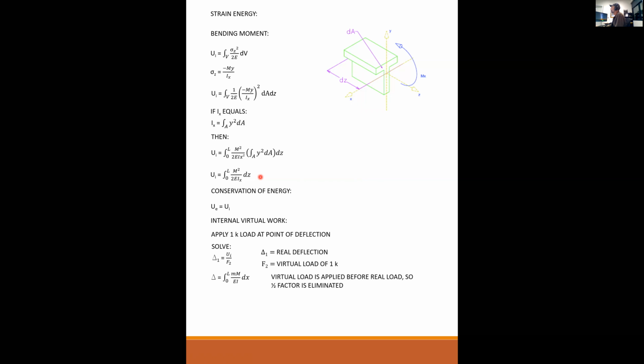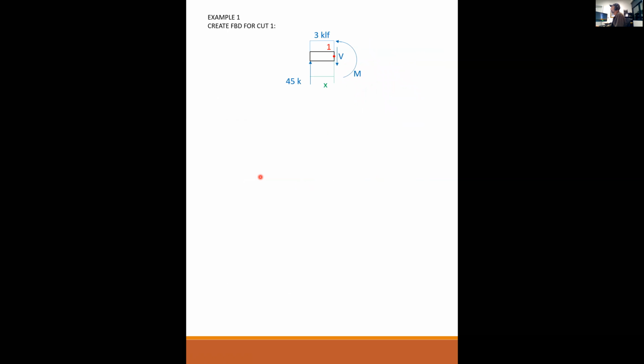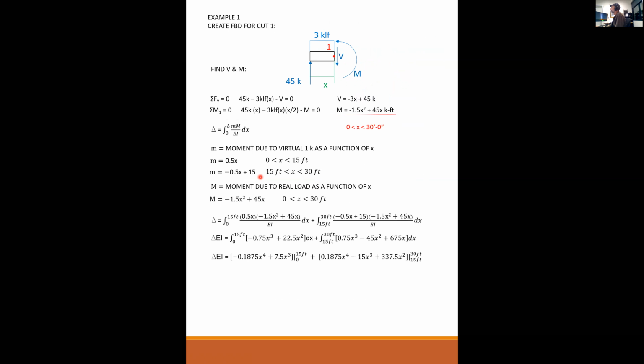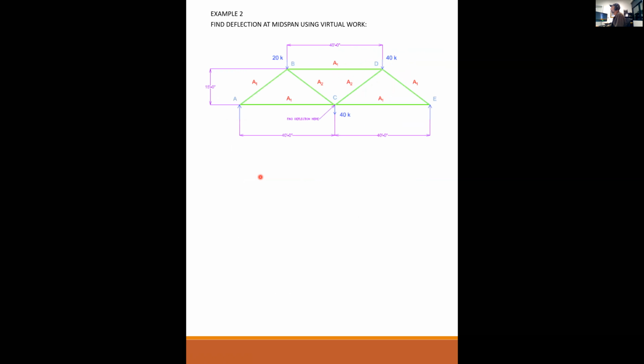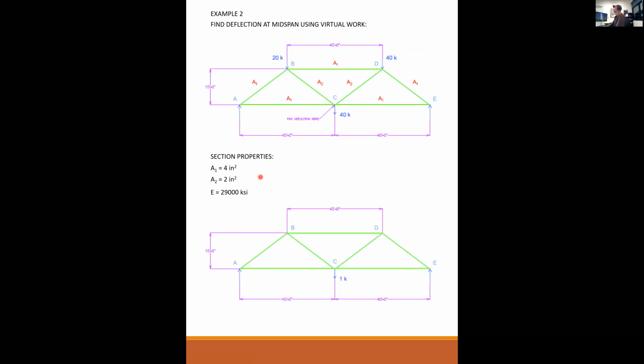And then let's skip ahead back to our truss. There we go. And here we are. So what we're going to do is it's P squared, but I'm pretty sure we're going to have little p from the virtual load times big P from the real load. So we need to solve the truss twice. We're going to solve it once for a virtual load of 1 kip, and again for the 20, 40, and 40 kip loads, that is the real loading. And then we'll use that equation to solve for the deflection.